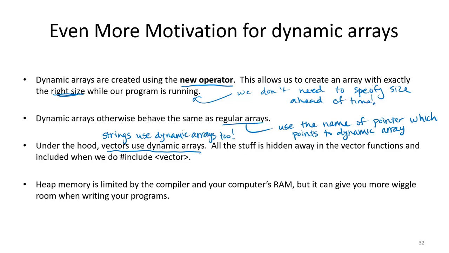You know how when you declare a string type variable, you don't have to say how many characters your string contains? C++ just makes you a string with the size that you need. So vectors, strings, a lot of the more advanced C++ tools actually use dynamic arrays. But all of the functions, all of the code, is hidden away in those include headers that we keep at the beginning of our program.